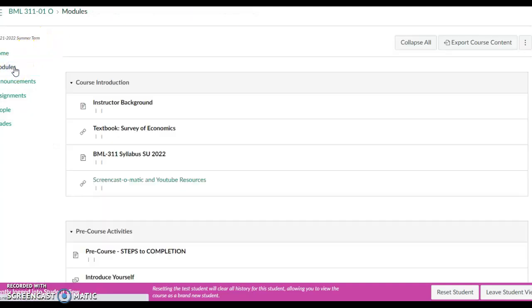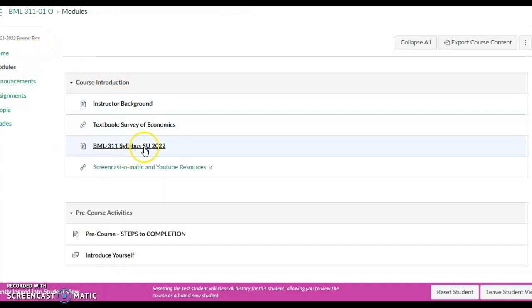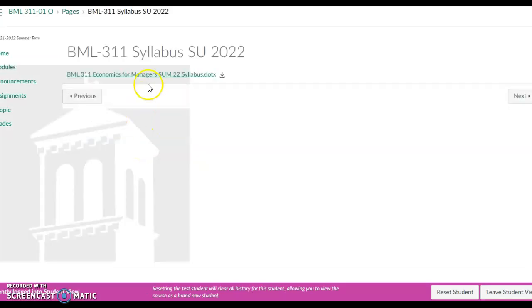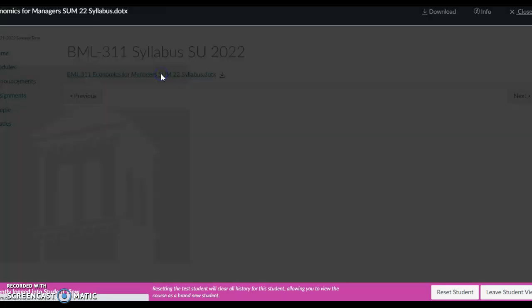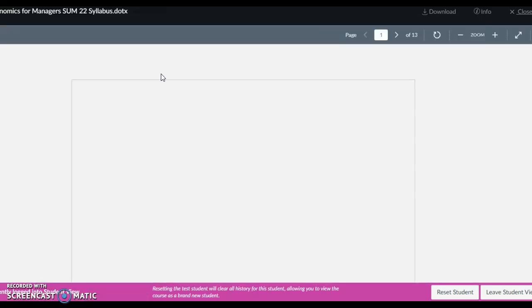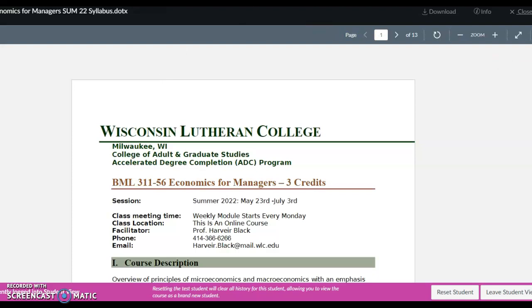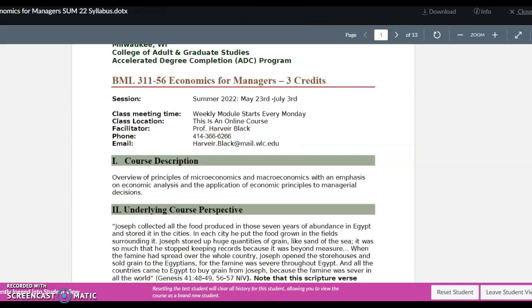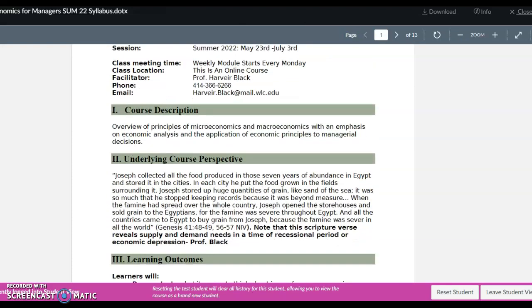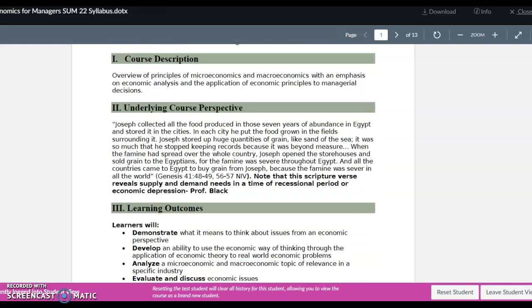Let me go back to the module, and the syllabus is right here. Click on the syllabus. I recommend that you print out a hard copy to carry around in your files. But also, you want to save this to the hard drive of your computer. As I'm opening it up, this happens to be the syllabus, and it gives my phone number and my email. It gives the expectations of the course.